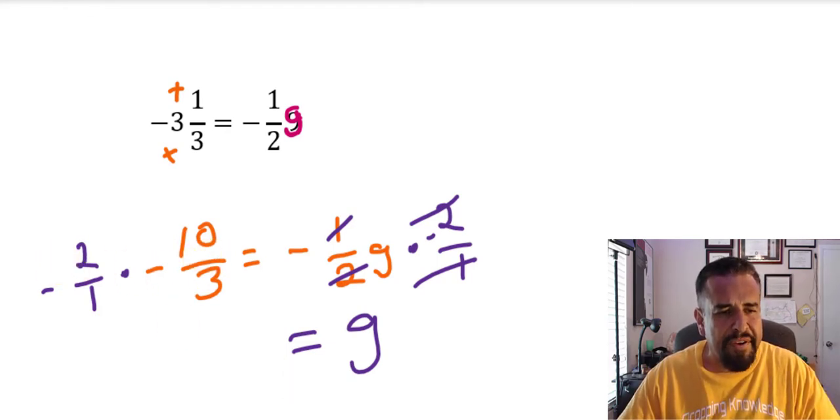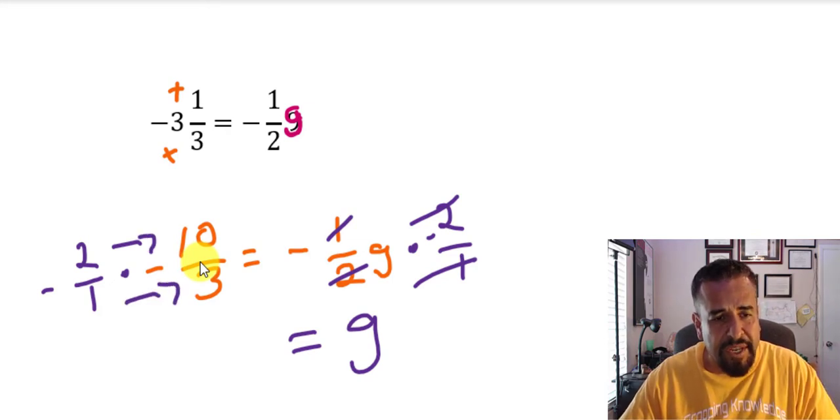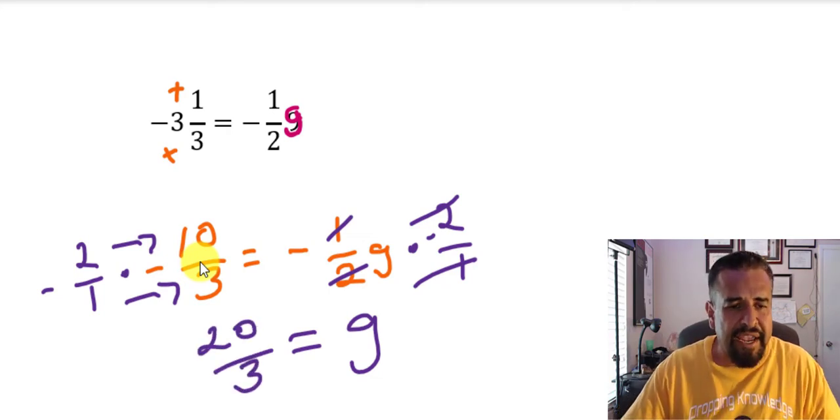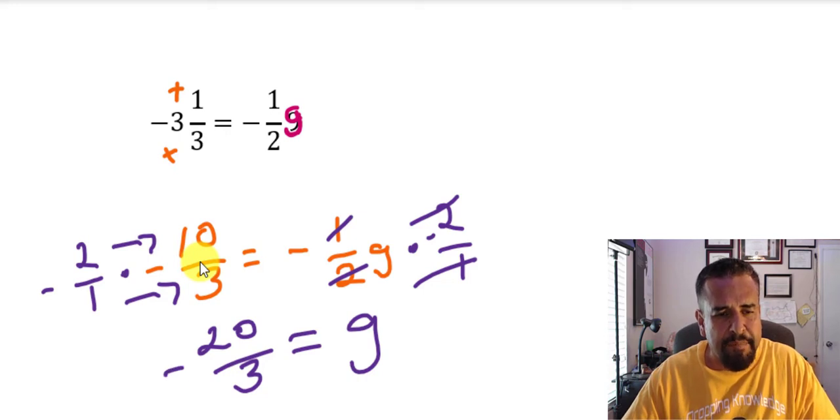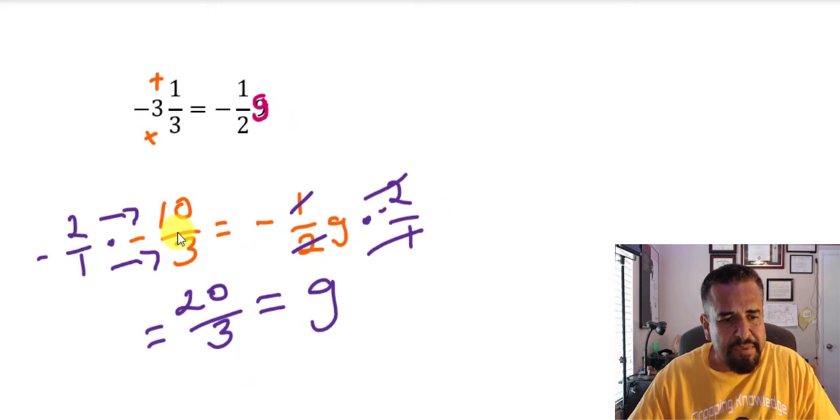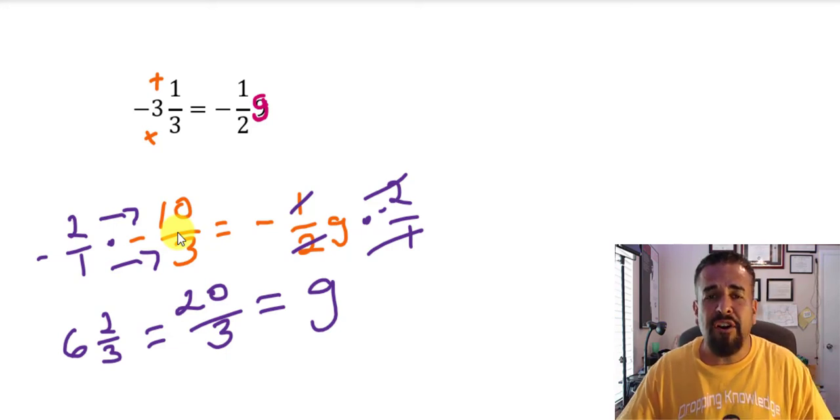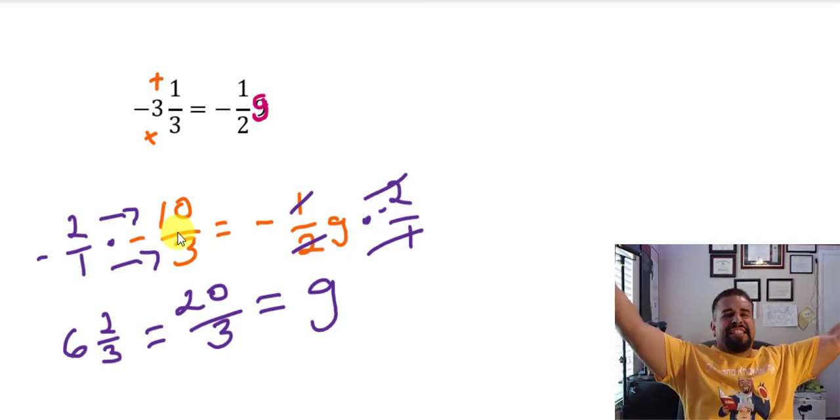So let's see, can I simplify? 2 and 3, 10 and 1, 10 and 3? Nah, can't simplify anything, so I'm just going to multiply straight across. 2 times 10 is 20, and 1 times 3 is 3. So I got 20 over 3, my final answer. Again, if you're into writing it as a mixed number, just divide 20 divided by 3. That should be 6, because 3 times 6 is 18. Remainder of 2. The denominator never changes. And there you go, 6 2/3. Final answer. Yes, we did it.